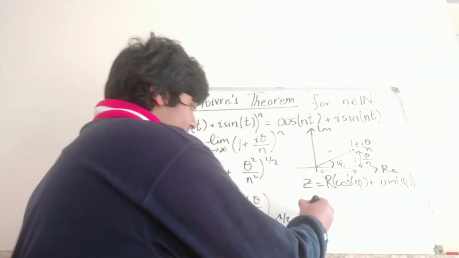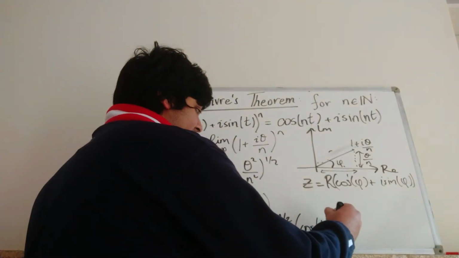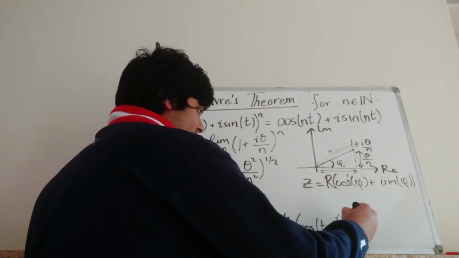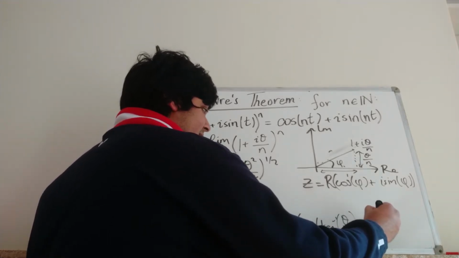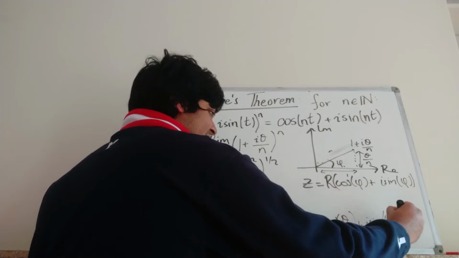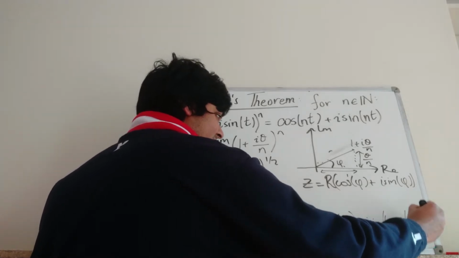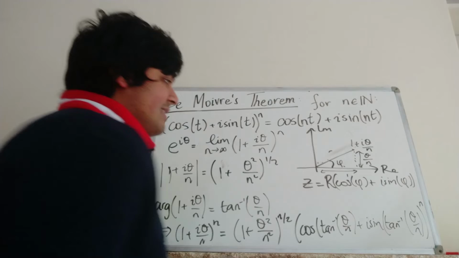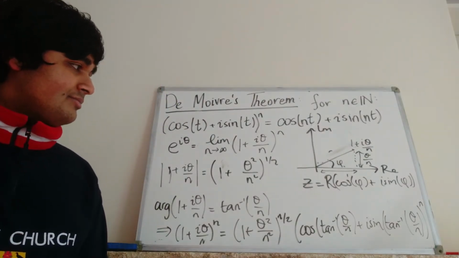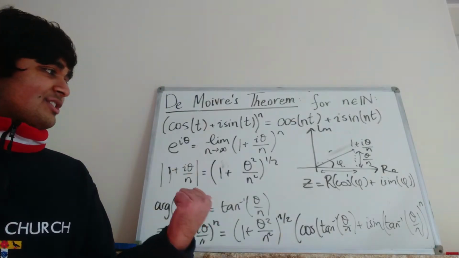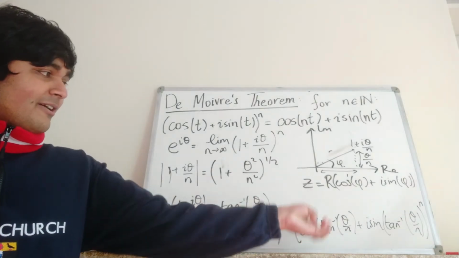So that's cosine of inverse tangent theta over n plus i sine inverse tangent of theta over n, and then all raised to the power of n, like so. Now what we can do is just use de Moivre's theorem to simplify this.